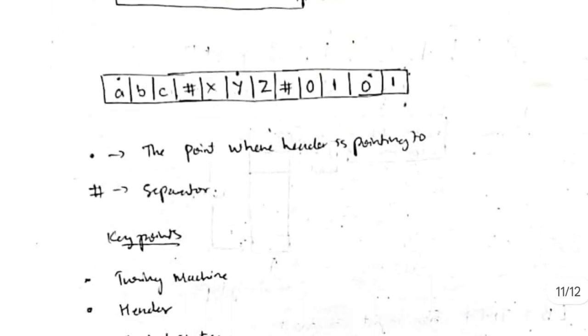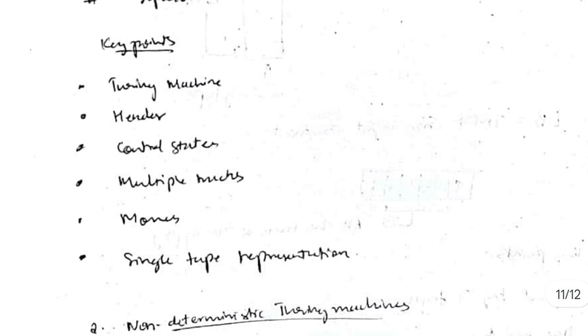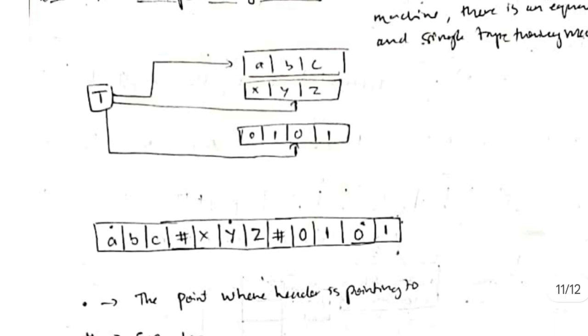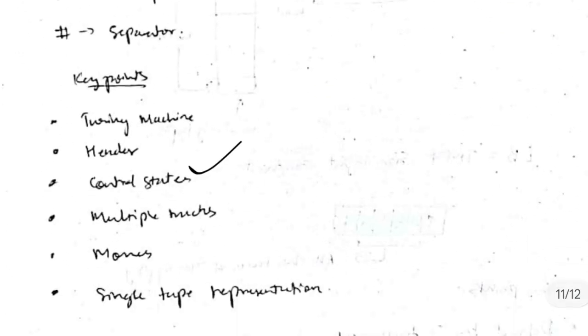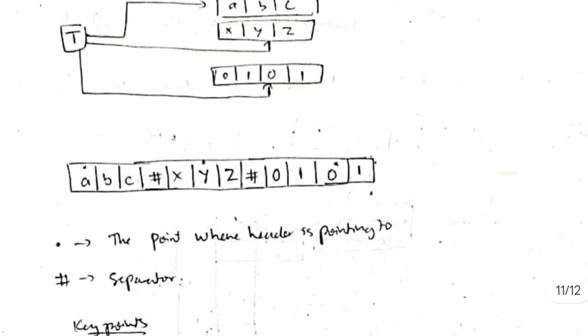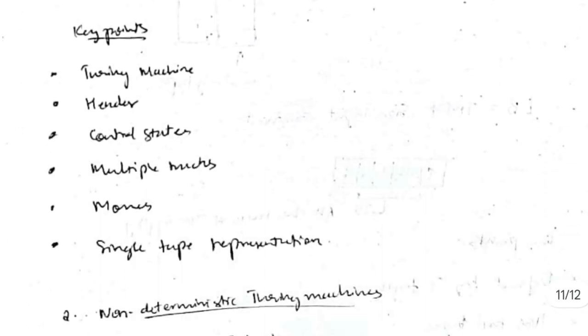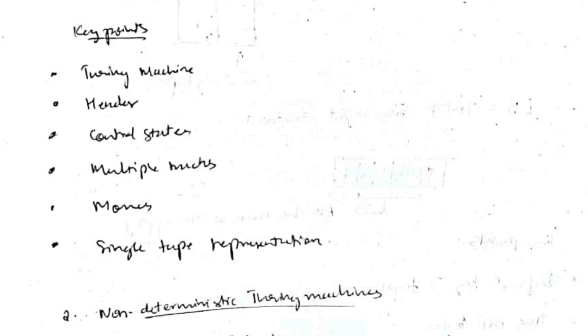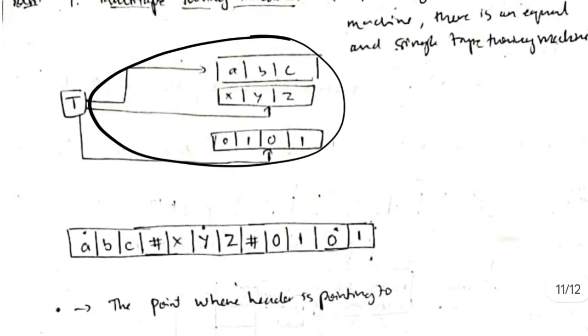The key points which you have to explain are: what is a Turing machine, and what is the header? Header means where it's pointing to here. So that is the header wherever it points to. And control state means from which state it is going to which state, that is the control state. This first state, second state, and so on. And the multiple marks means at the same time multiple marks are stored, and how the moves happen because of the inputs and the transitions will move to the first state, second state, and so on. And the single state representation means this whole thing will be converted to a single state.